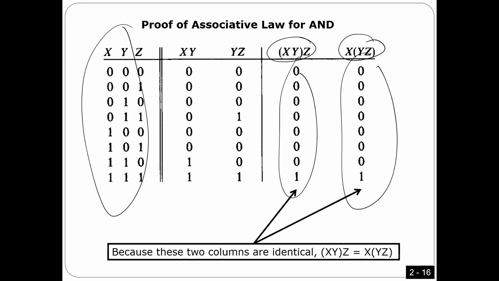Look at this column here and this column. If these two columns are identical, then those two formulas are equivalent. That means for every input, both of them are going to give the same result. If only one entry, one bit, is different, they are not equal.